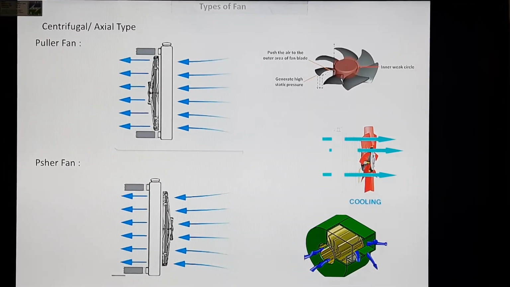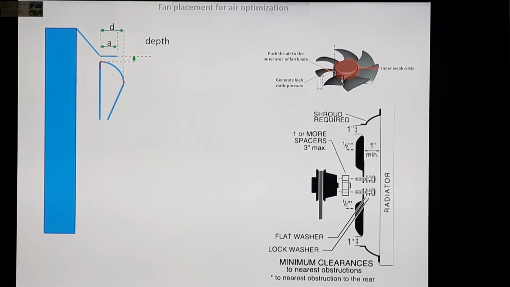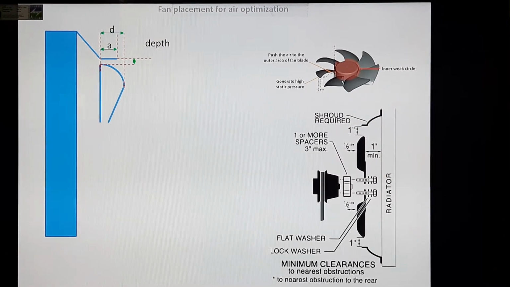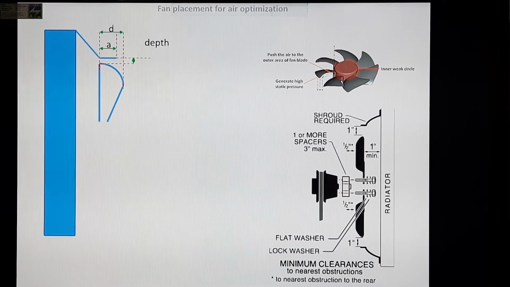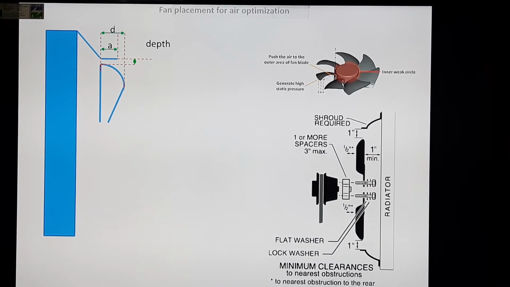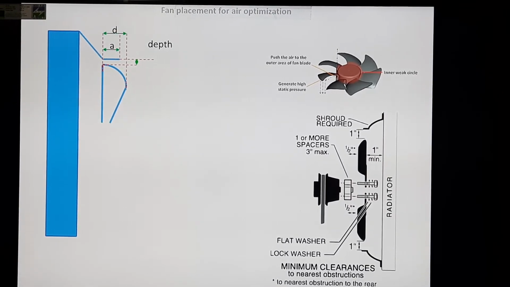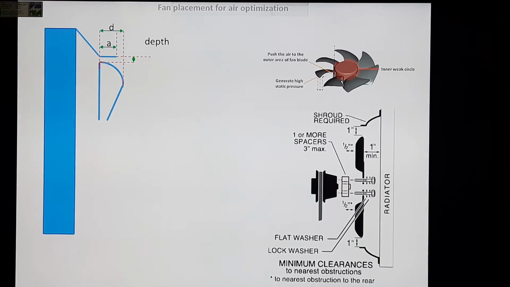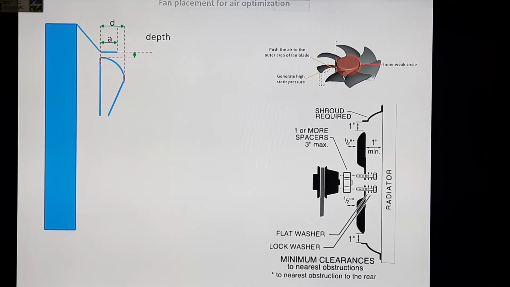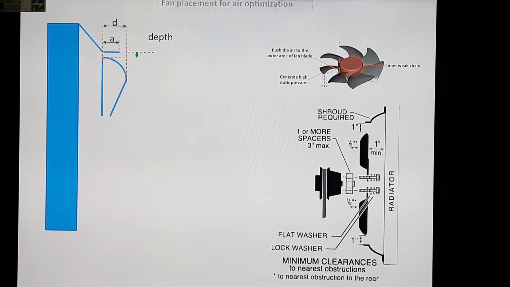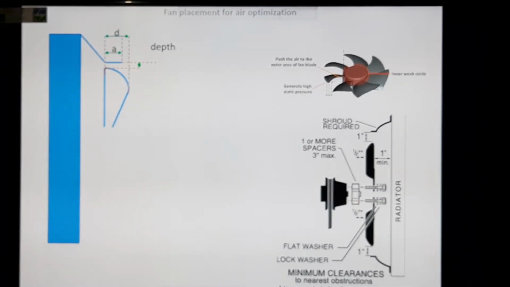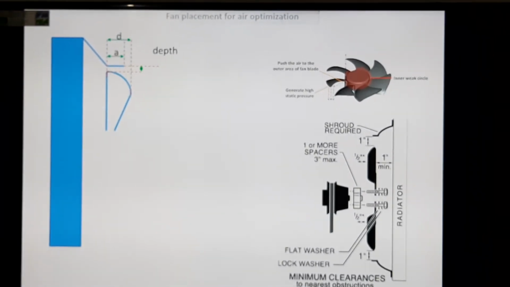Generally, when we go for the fan placement for air optimization, we need to calculate the immersion of the fan. If you see the left diagram, A is the depth of the fan which is immersed inside the cowl, and D is the total depth of the fan. So the percentage of immersion is A by D into 100. We need to immerse almost two-thirds of the depth of the fan for the puller case and 50% in the pusher case.